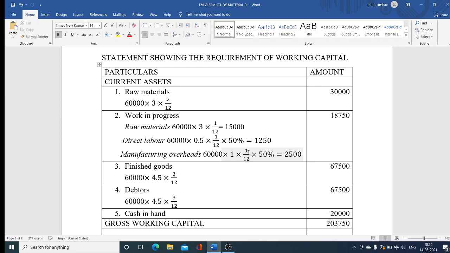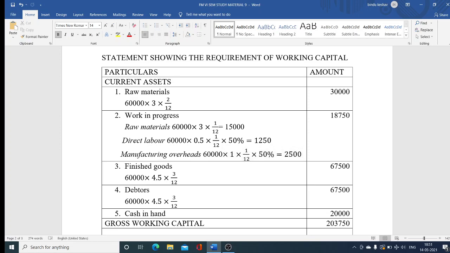So this one is the production time. That means the work in progress will be for a period of 1 month. The production time is 1 month, which means that the work in progress will be for a period of 1 month. So out of the entire year's production, 1 month will be always work in progress, that is 18,750. So here full raw materials and 50% of the direct labor and the manufacturing overheads are taken into consideration.